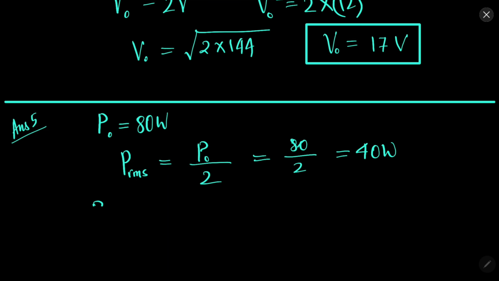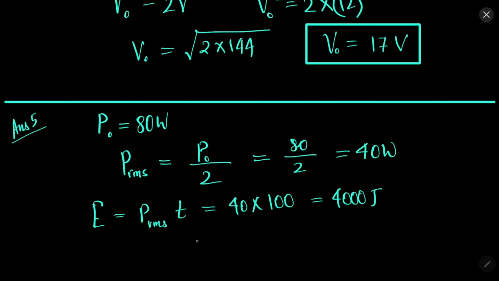So energy will be P RMS into time, so it will be 40 into 100, 4000 joule. So energy will be 4 kilojoule or 4000 joule.